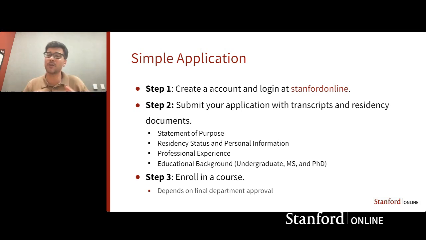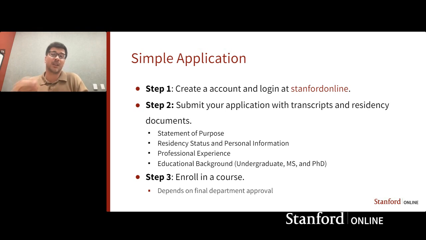And that's what we're looking for. So it does not need to be a piece of creative writing. It's just very straightforward. Why are you interested and why are you qualified? And again, it's an opportunity for you to provide that context that might not be self-evident in your transcripts or in your professional experience. And then finally, you submit the application, we keep it on file.